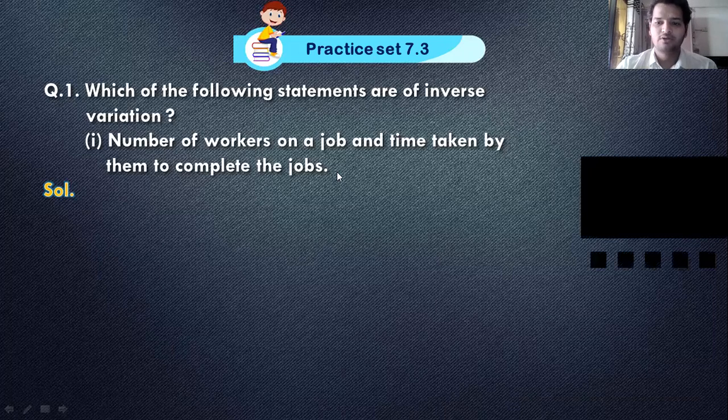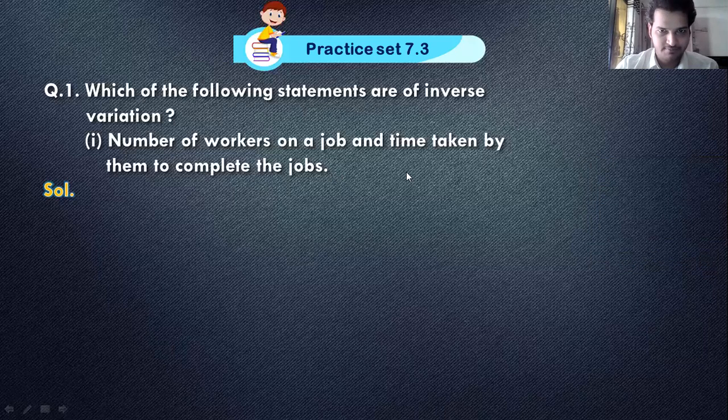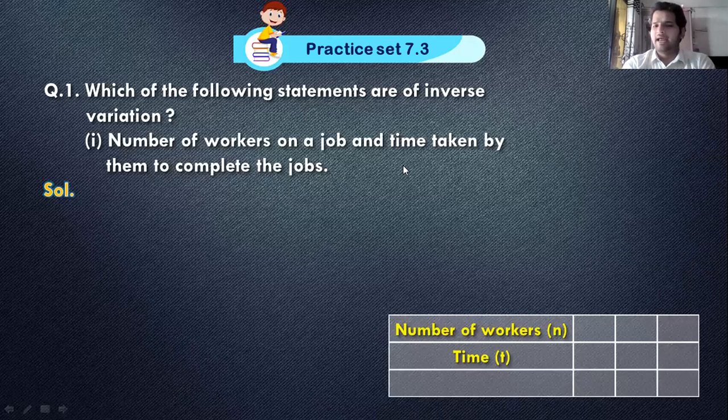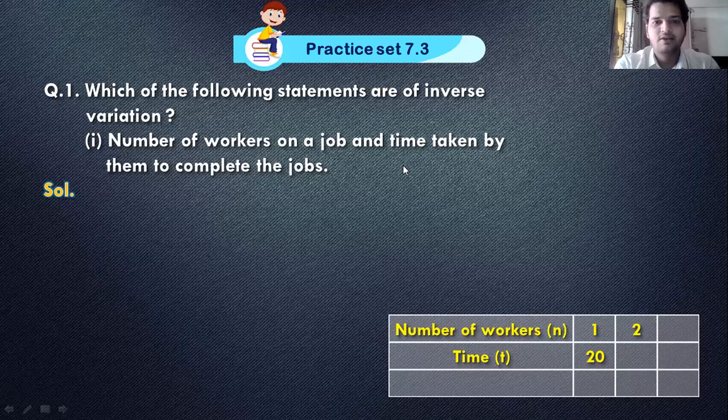So let us think about how this will work. The question is the number of workers on a job and time taken by them to complete the job. Let us take an example. If you have one worker to complete a work, he will take 20 days. Now, if I increase the number of workers, if there are two people doing the same work, what do you think? Will they require 20 days, more than 20 days, or less than 20 days? What do you think?